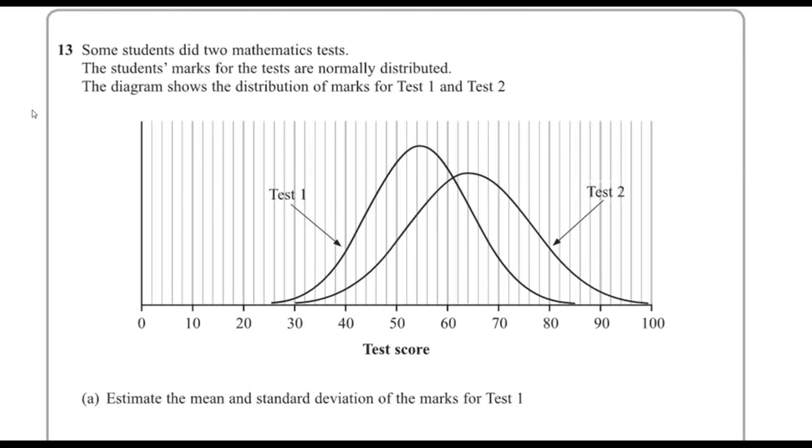Question 13. Some students did 2 mathematics tests. The students' marks for the tests were normally distributed. The diagram shows the distribution of the marks for test 1 and for test 2. Estimate the mean and standard deviation for the marks for test 1.